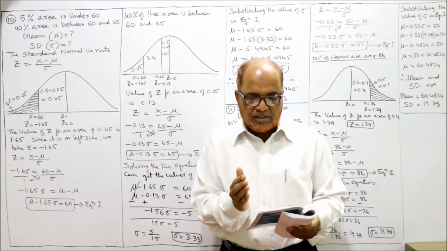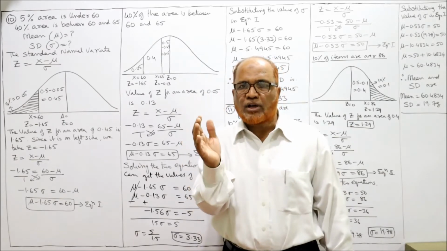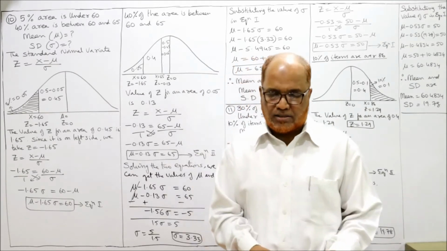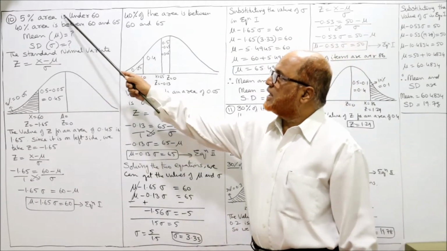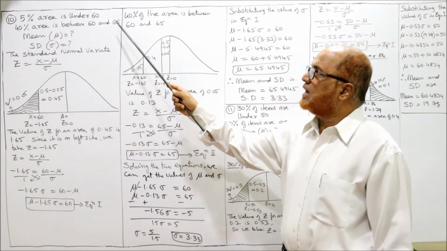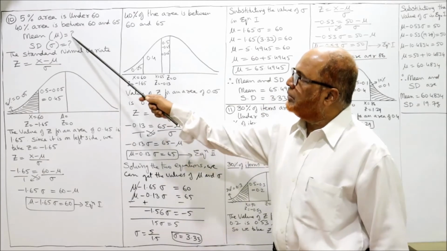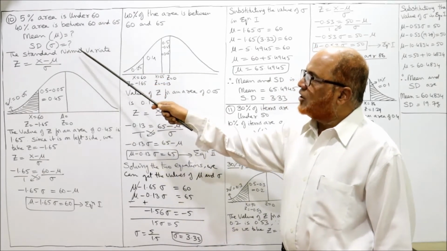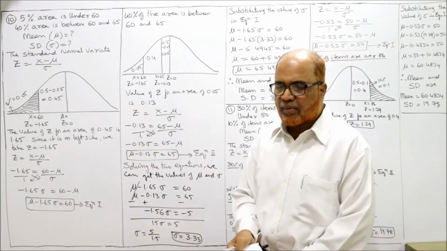So 5% and 40% means 45%. The total area, its 45% means below 50%, so both are lying on the left hand side below the perpendicular. Now 5% area is under 60 and 40% area is between 60 and 65. This is what is given in the problem, and we have to find the mean and standard deviation. This is the complete problem. Now the standard normal variate formula is z is equal to x minus mu by sigma.